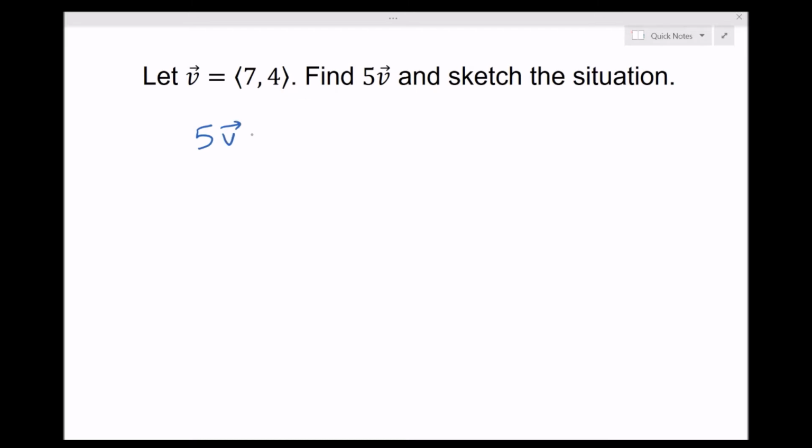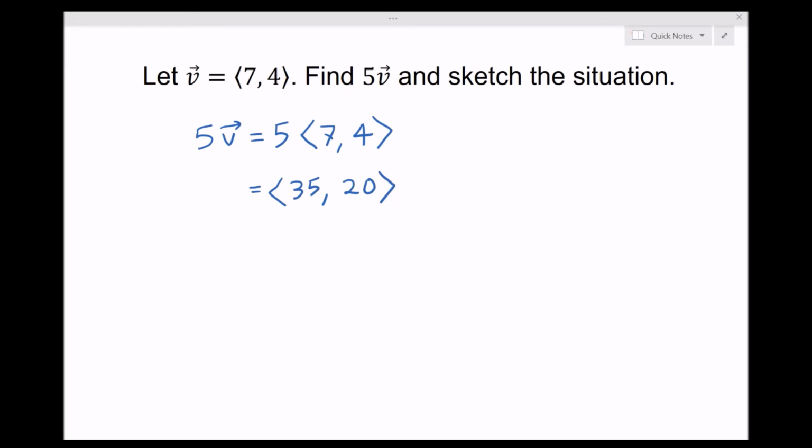5v. And how it goes, you can also write this as 5 times the vector in component form. So 5 times 7 comma 4. And all you do is you multiply the scalar on the outside by each component. So 5 times the horizontal component 7 is just 35. And then 5 times the vertical component 4 is just 20.